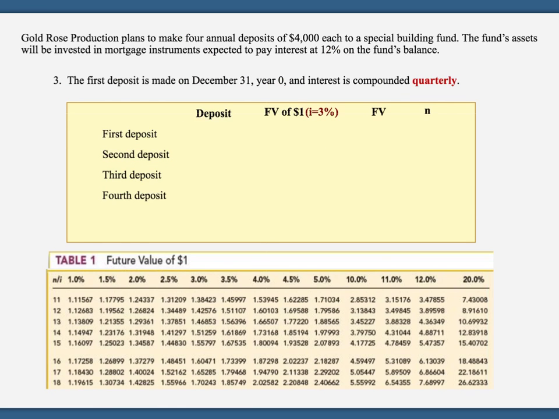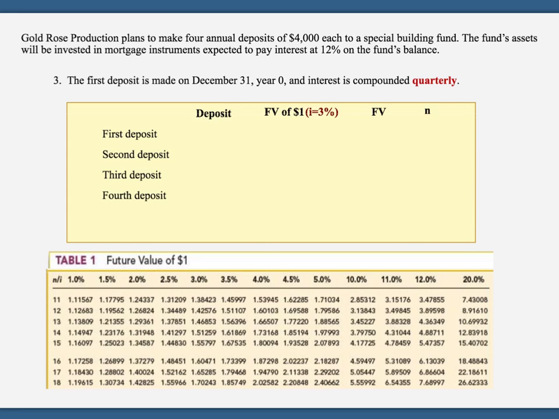Moving on to our third question. The first deposit is made on December 31st, year 0, and interest is compounded quarterly. So for this problem, we will use the future value of $1 because interest is compounded quarterly. We'll have different periods left for each deposit. So we'll calculate the future value of each deposit separately based on the number of periods remaining for the interest to accumulate and the deposit to accumulate interest on over time.